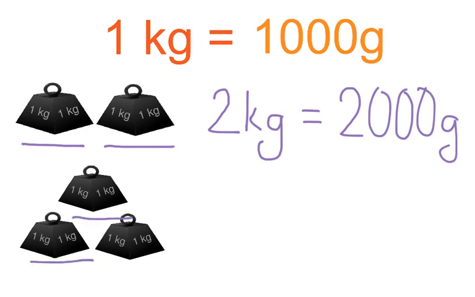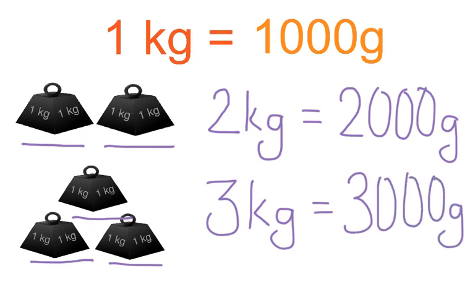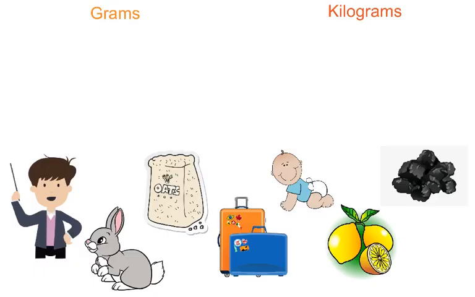Now have a look at the bottom. 1, 2, 3. So here I have 3 kilograms. Have a think there. If I've got 3 kilograms, how many grams do I have? Well done. I have 3,000 grams. Now that's quite a lot of weight if we're measuring things on a scale.